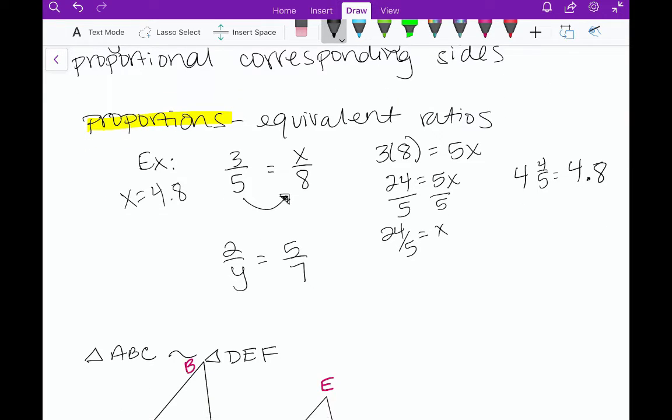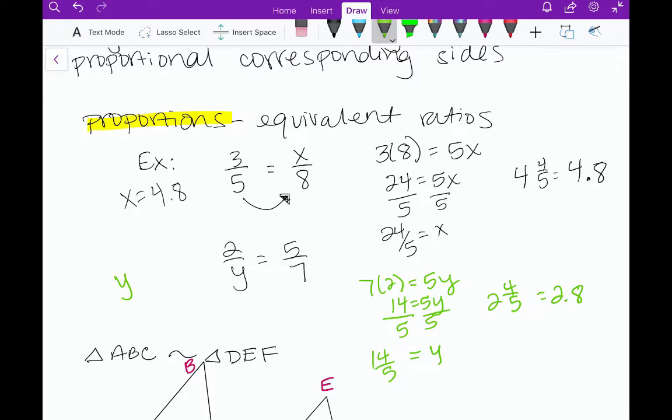Looking at the next example, 2 over y equals 5 over 7. So again, our cross products are equal. 7 times 2 equals 5y. 14 equals 5y. Divide by 5. Y equals 14 over 5. 5 goes into 14 2 times with 4 left over. So that's 2 and 4/5, and that is 2.8. So y equals 2.8.